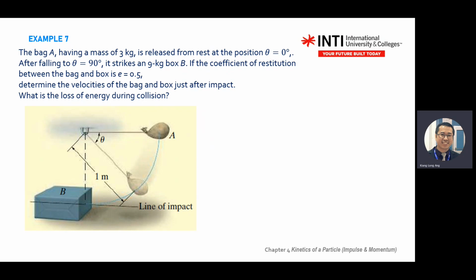So if released from rest at position 0 degree, it means 0 is here, 90 degree positive anticlockwise in this case. Right? After falling, theta becomes 90 degree, anticlockwise direction. It strikes the 9 kilogram box B. If the coefficient of restitution is given, determine the velocity of the bag and box just after the impact. What is the loss of energy during collision? Here it asks you about energy.